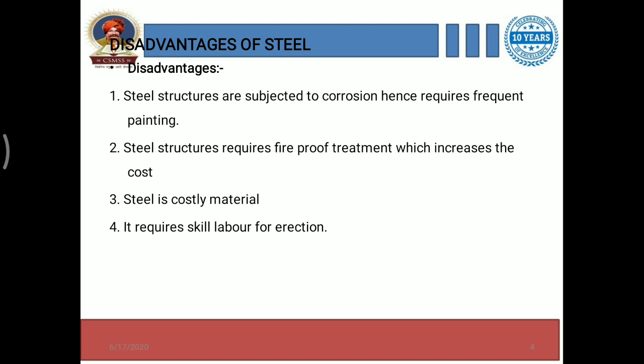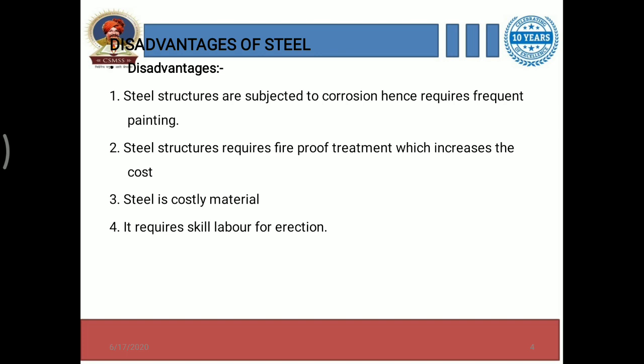Steel structures require fireproof treatment, which increases the cost. Fireproof treatment generally requires additional cost, and that's why it increases the cost of the whole structure. Steel is a costly material, as among the other types of building material, steel has a very high cost, and that's why it increases the total amount of the structure.